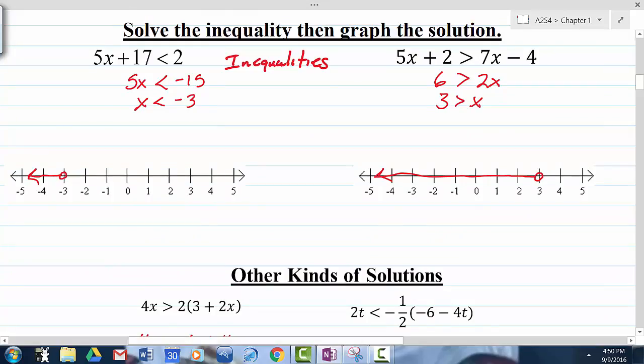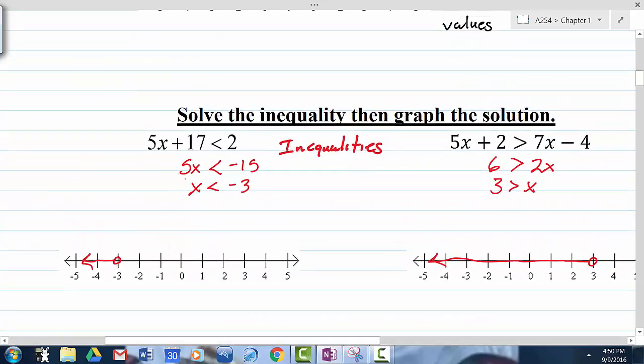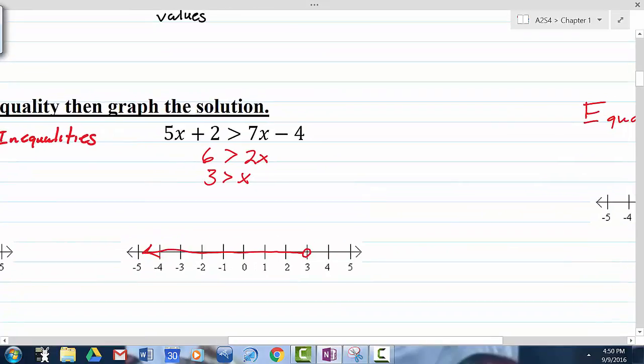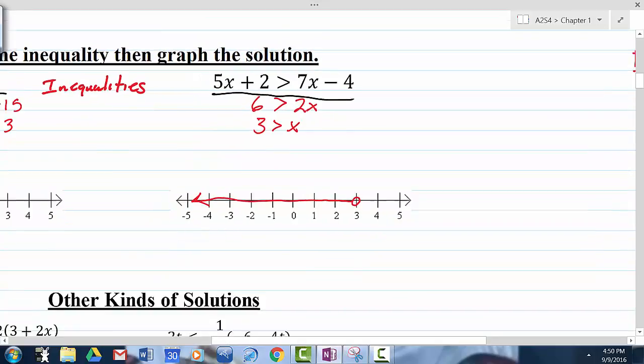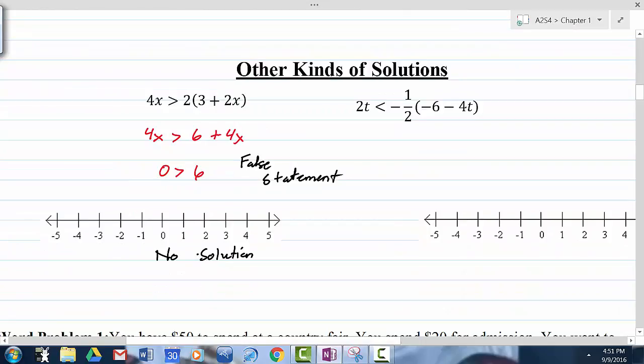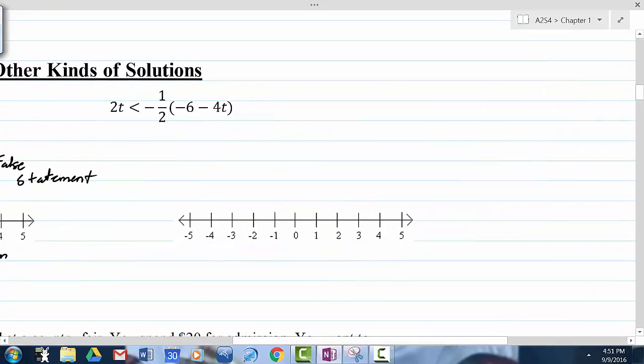See, the one that we did up here, what this means right here is that as long as x is less than -3, then everything less than -3 is going to make this true. And I'm sorry, you couldn't see that. Anything less than -3 will make that true. And anything less than regular old 3 will make that true. Here, there's no value that will make 0 greater than 6, so there is no solution to that.